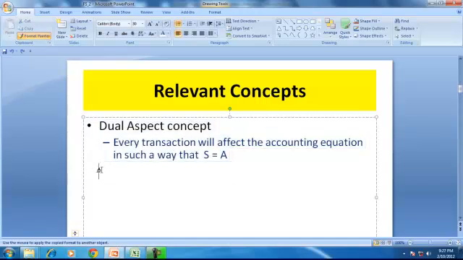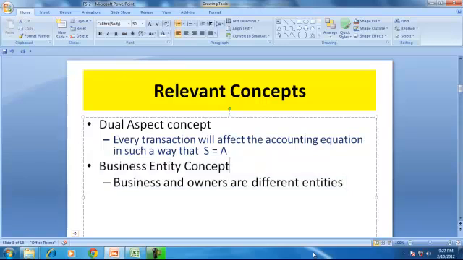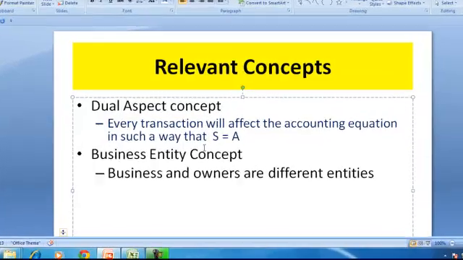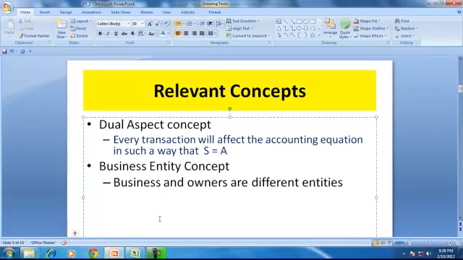The other concept is the business entity concept. The business entity concept says that the business and the business owners are two different entities. So therefore, the financial statements are not of the owners but of the business. When we say the balance sheet of Infosys, it is the balance sheet of Infosys, not Mr. Narayan Murthy. And that is the business entity concept.